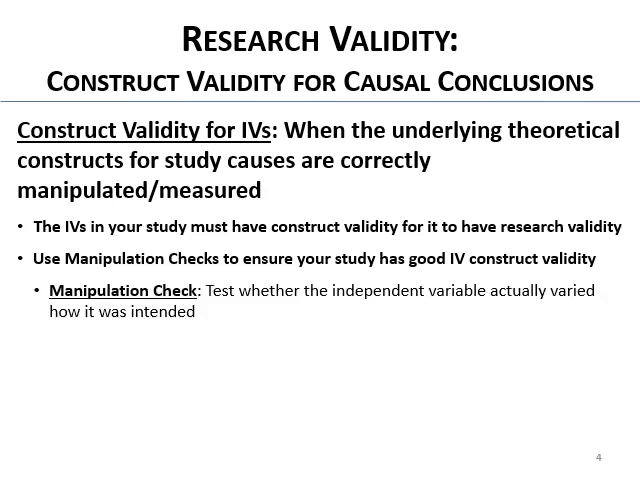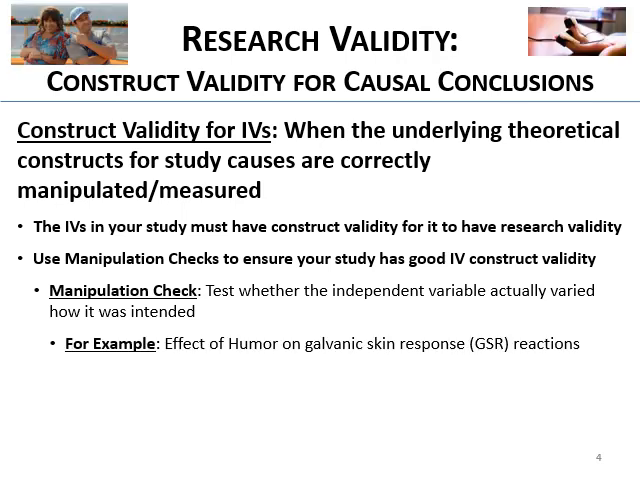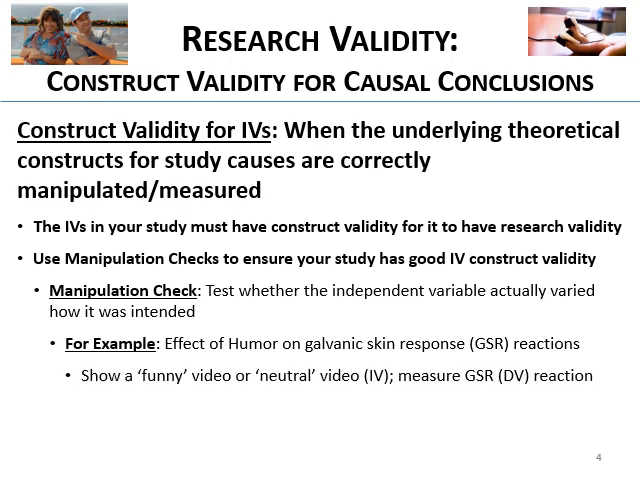So what the heck is it? It's when you test whether the independent variable actually varied how it was intended to vary. So for example, let's say you wanted to look at the effect of humor on galvanic skin response, GSR reactions. So one group is randomly assigned to watch a funny video, another group randomly assigned to watch a neutral video. It's not supposed to be funny. So those are 2 levels of your IV. It's sort of video type, I guess. And your DV is measuring their galvanic skin response, like a lie detector.